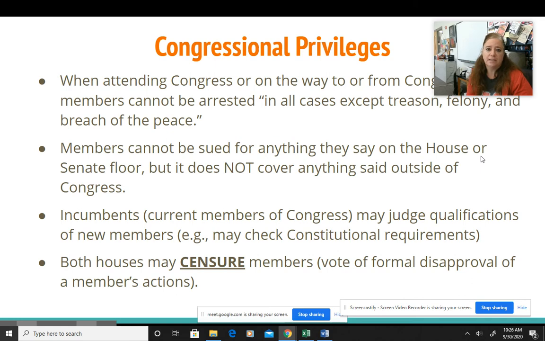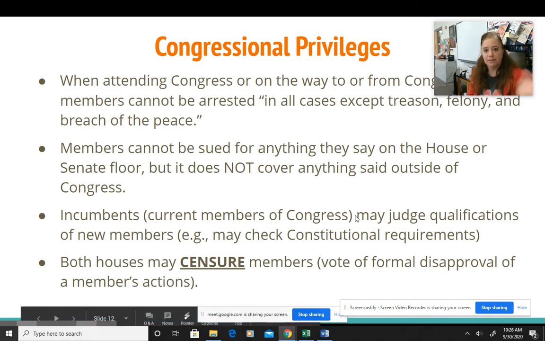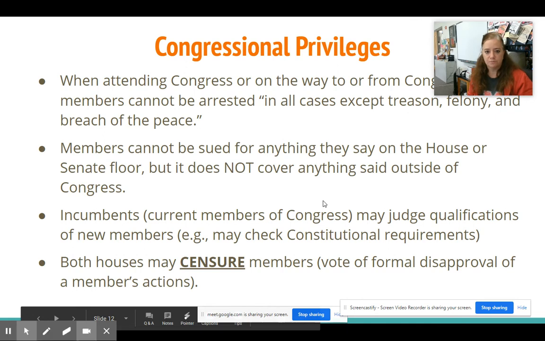So basically our state assembly got together and said, you need to step down. So that's a type of censure where they say, you're not doing your job, or you did something that's so bad that you shouldn't have your job. So we're going to ask you to leave. And that's something that our U.S. Congress can do also.